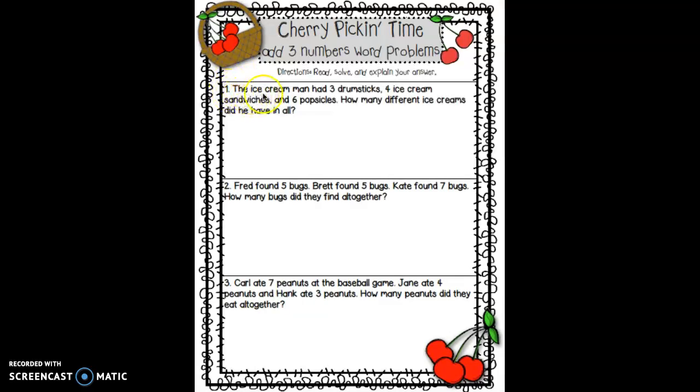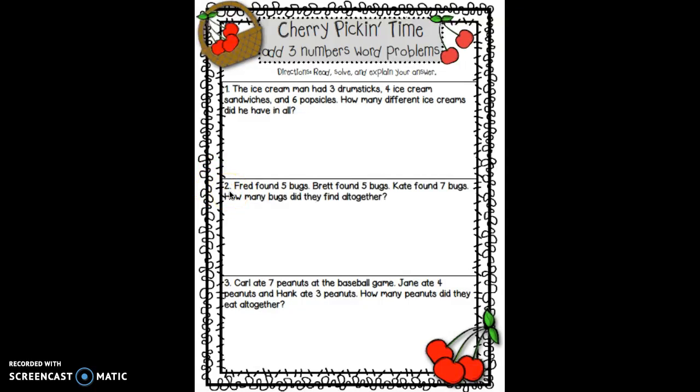Problem 1. The ice cream man had 3 drumsticks, 4 ice cream sandwiches, and 6 popsicles. How many different ice creams did he have in all? Press pause to solve this problem and hit play when you're ready to move on.